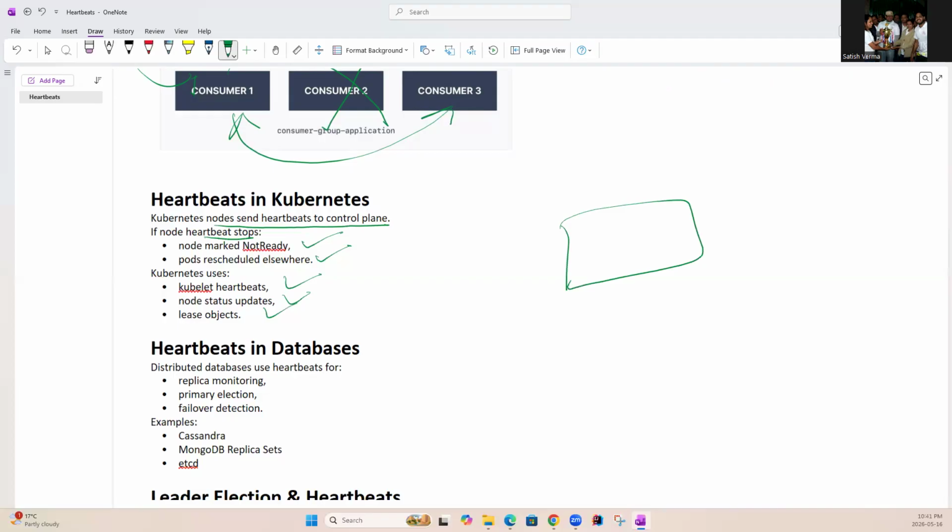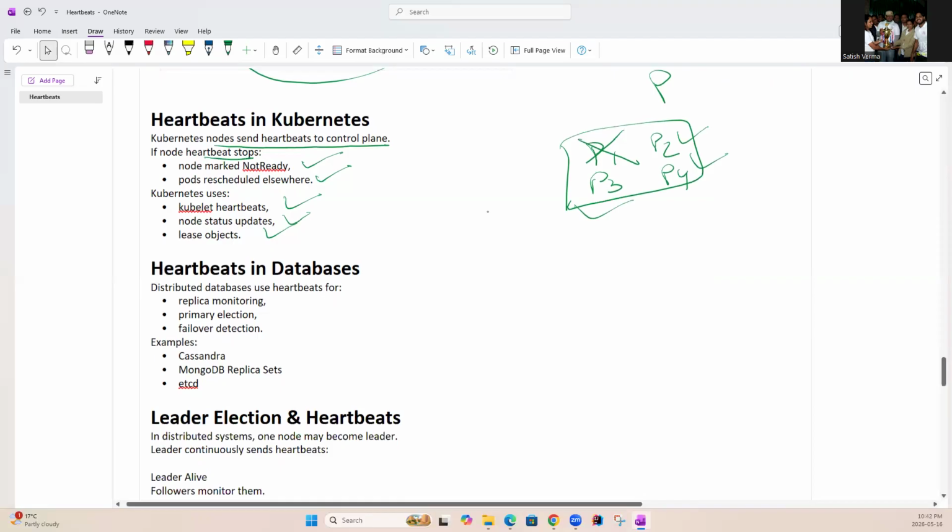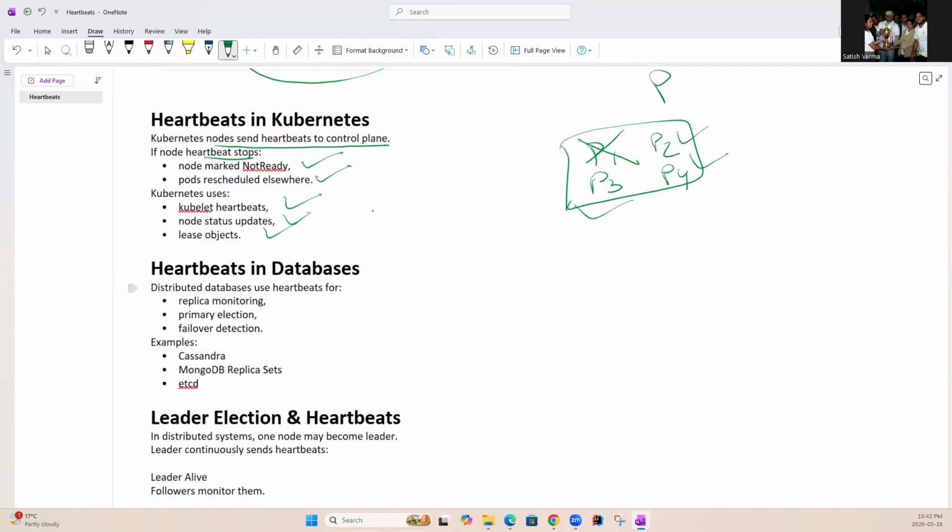In our cluster, we have multiple pods: P1, P2, P3, P4. This is the purpose why we create it for production. Specifically, we have multiple nodes, multiple pods, say 4 or 5 pods, right? Suppose one goes down, three will still be alive, to distribute the traffic. Now, heartbeats in databases. I think I already gave some highlights, right? Distributed databases use heartbeats for replica monitoring, primary selection, and failover detection.